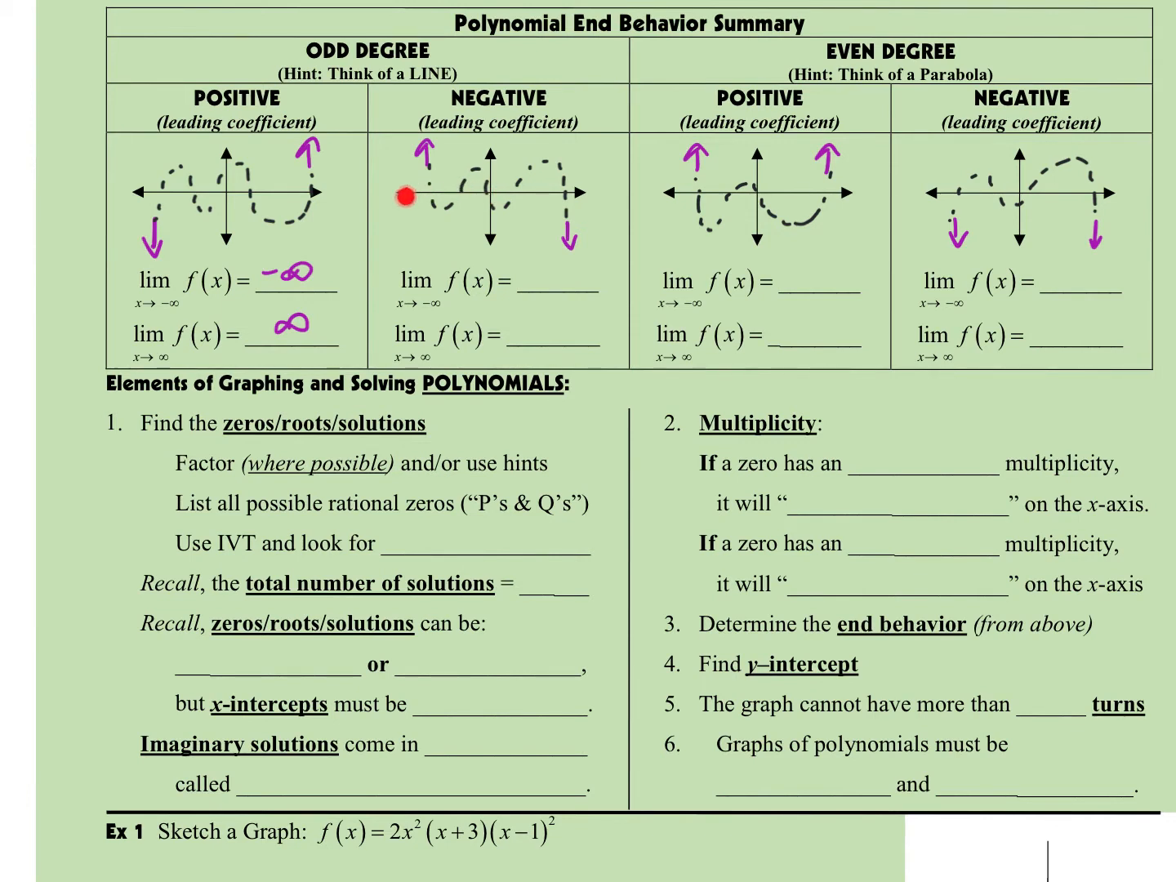On our next one, that of course is going to flip. As we go to negative infinity, now we're going to go up, so positive infinity, and as we go to positive infinity, we're now going to go down. Those just reverse. On our even degrees, breaking down our notation, what's happening to the y values as we go out towards negative infinity? The y values are going up, and it's going up for both, so both of these are going to be positive infinity. And when that leading coefficient flips, it just becomes negative infinity for both.